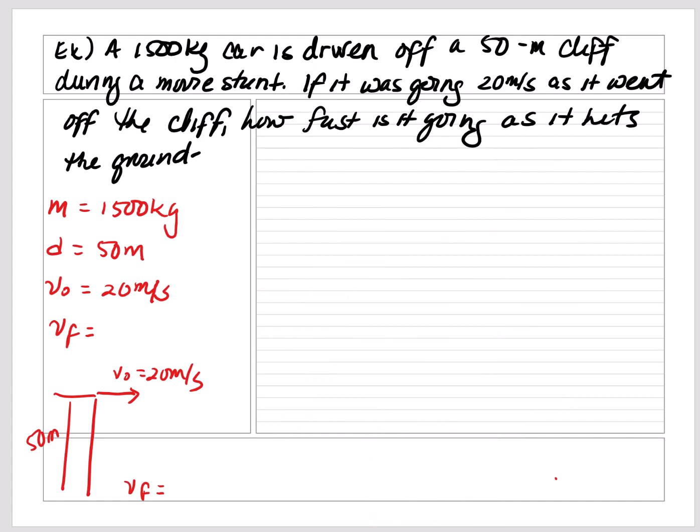The second method I'm going to use is also conservation of energy, but I'm going to start this off with mechanical energy initial is equal to mechanical energy final. We know since we have height and we have velocity, the possible energies are kinetic energy initial, potential energy initial, kinetic energy final, plus potential energy final.